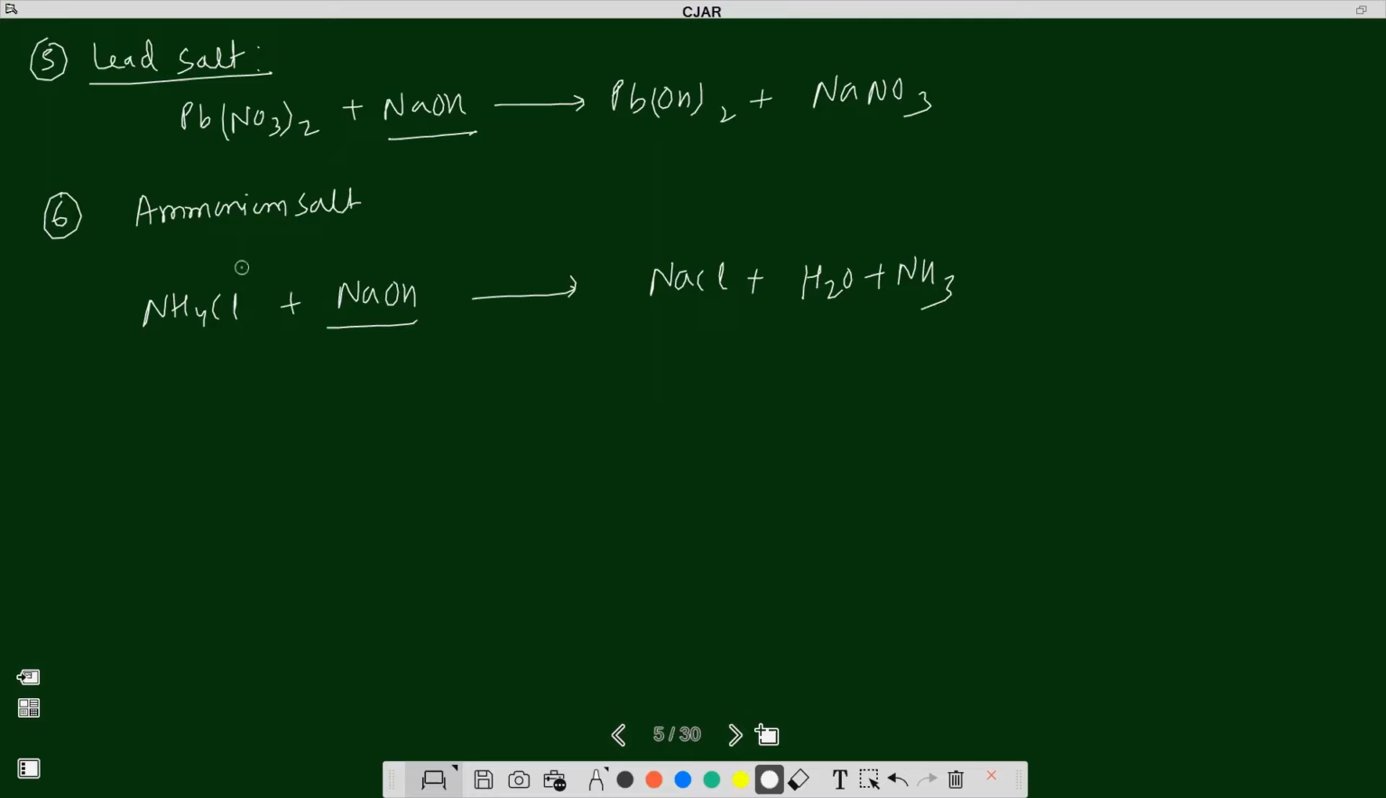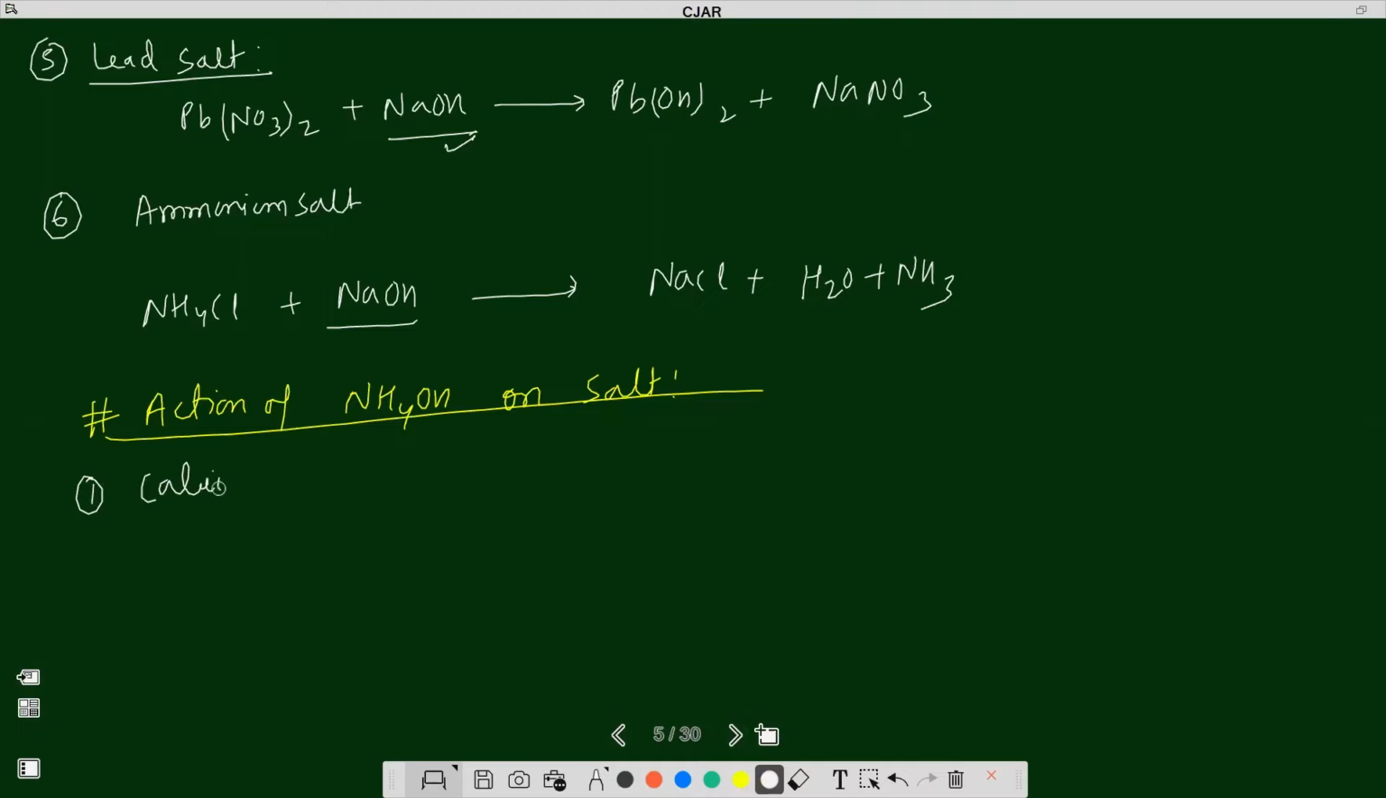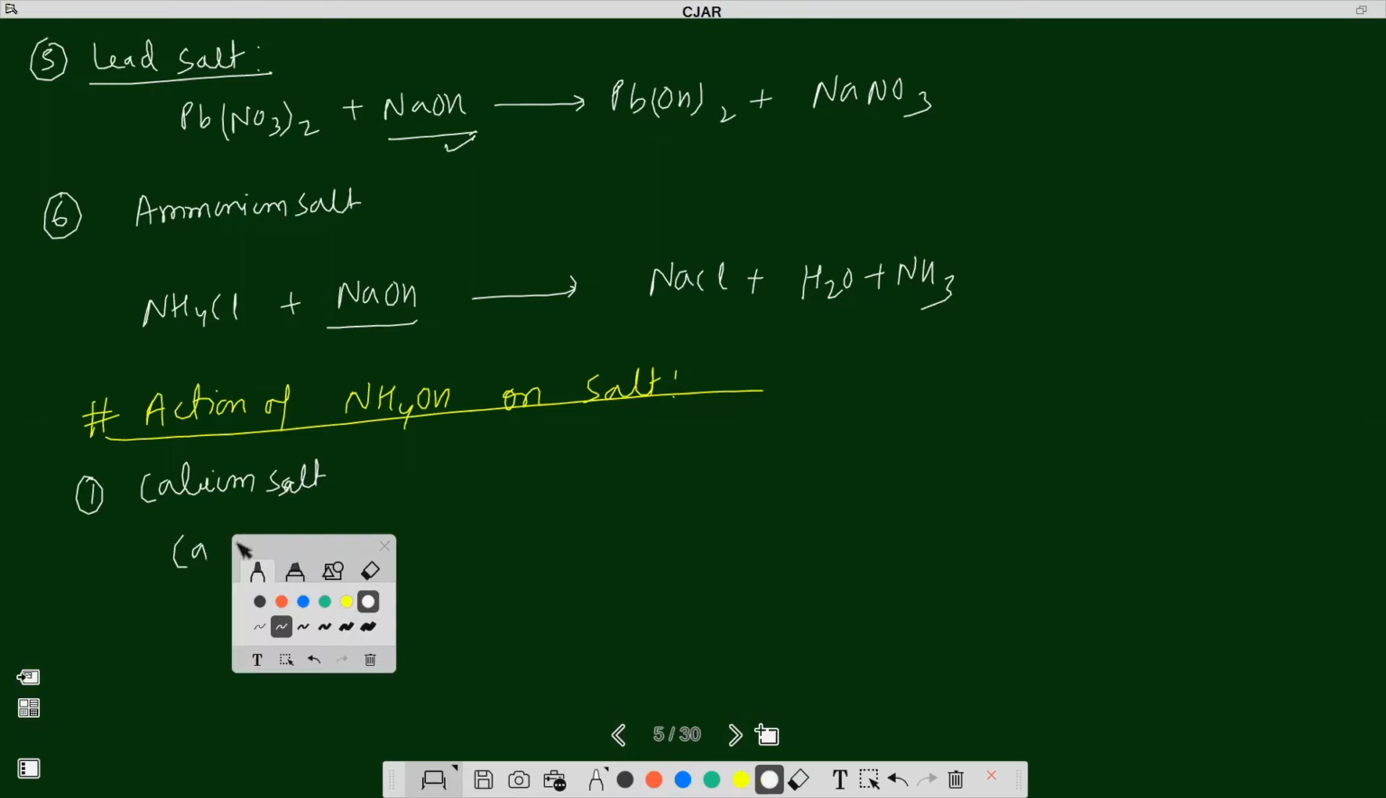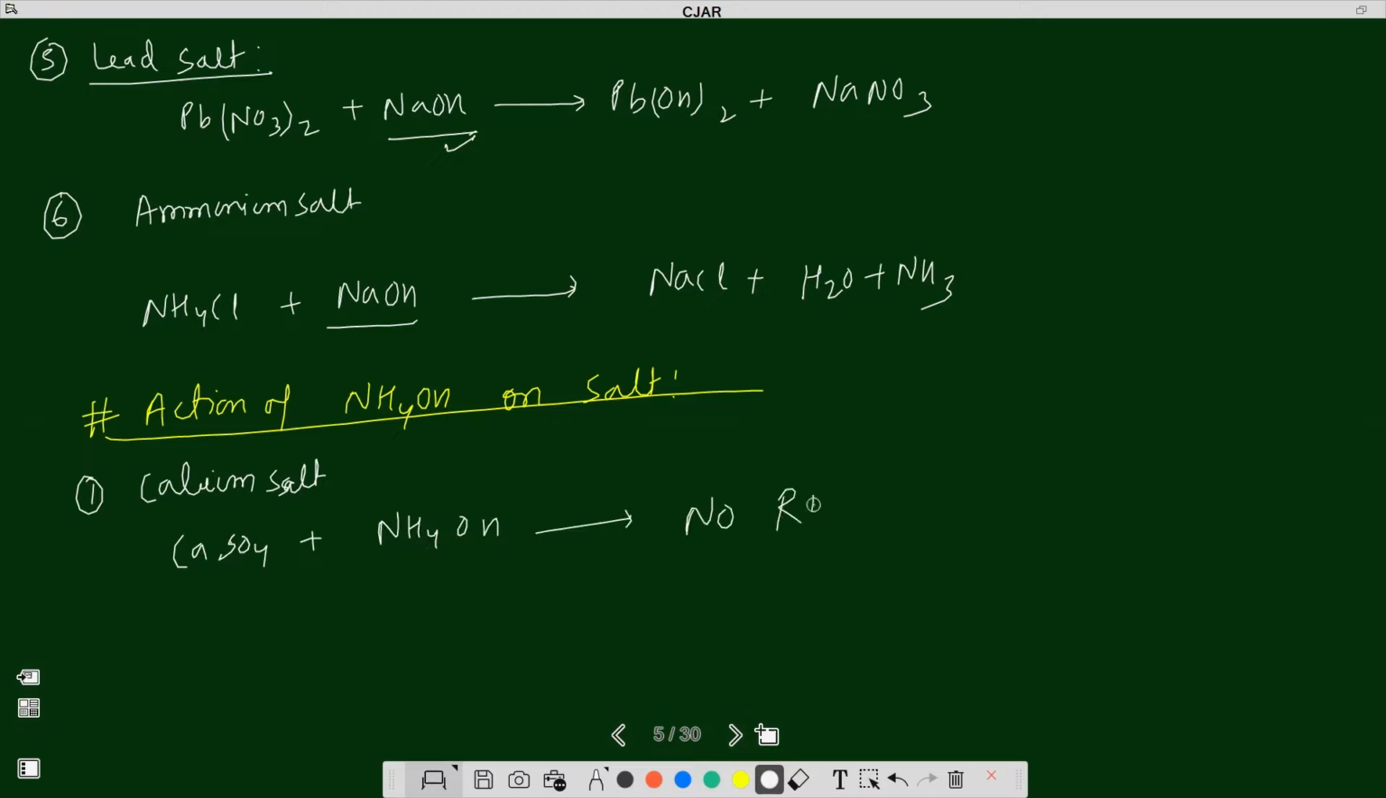Now we will react all such salts with ammonium hydroxide. Action of ammonium hydroxide NH4OH on salt. Now we will see what will happen when we add a calcium salt. Suppose CaSO4 reacting with NH4OH. No reaction will occur. No precipitation will occur.